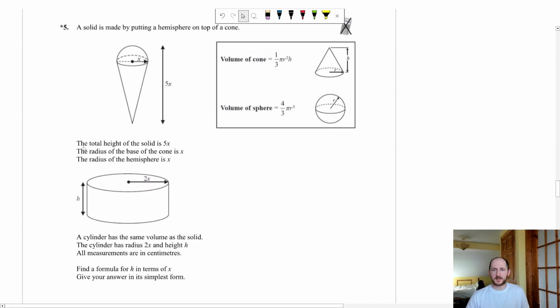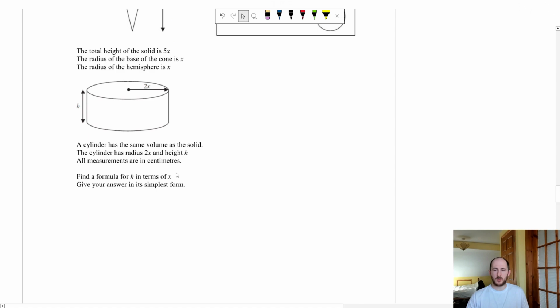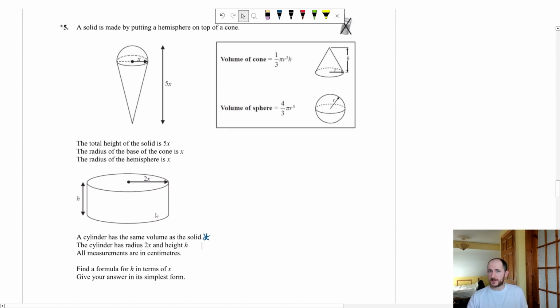But if we read through it, we have the total height of this shape, we have the radius, we have the radius of the hemisphere as well. A cylinder has the same volume as the solid, so that's a really key piece of information that we're going to use. Find a formula for h in terms of x. So we're not going to get a number as our answer, that's a really key thing that I want to say. But they're telling me the volume of these two shapes, so this shape and this shape, are the same. So let's get an expression for the volume of each of these.